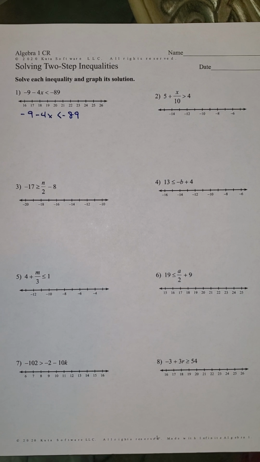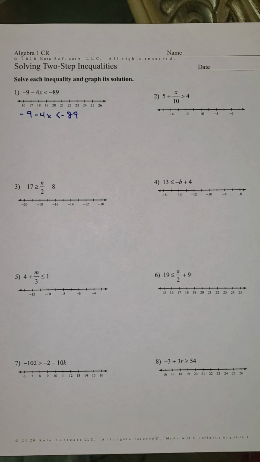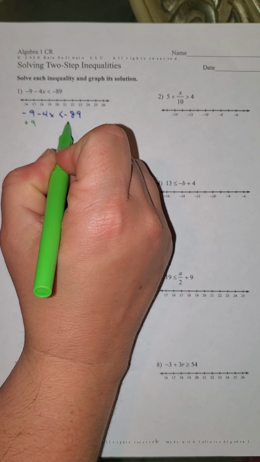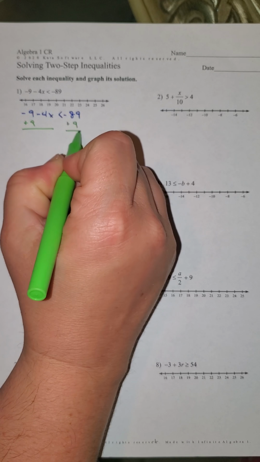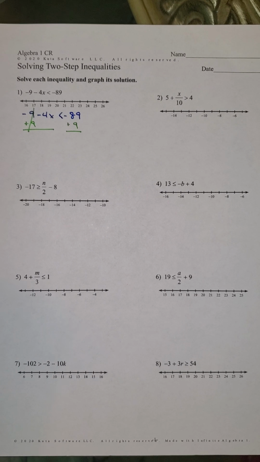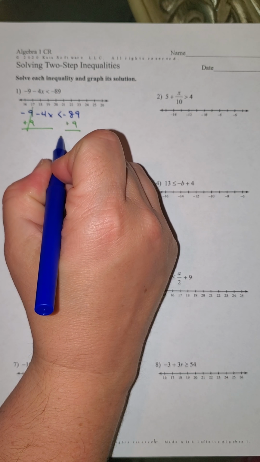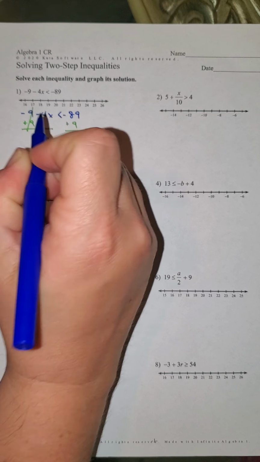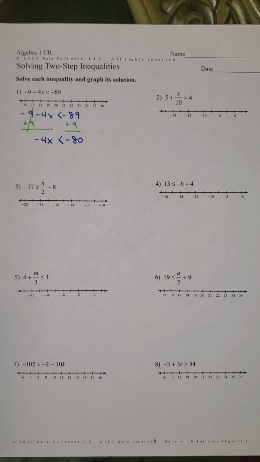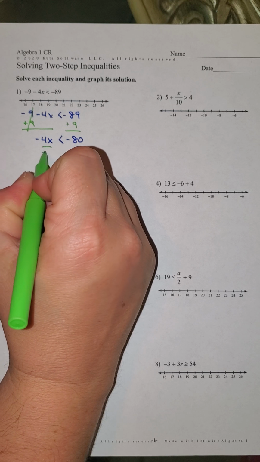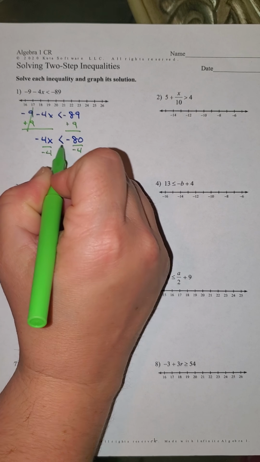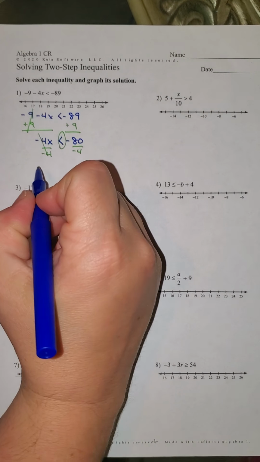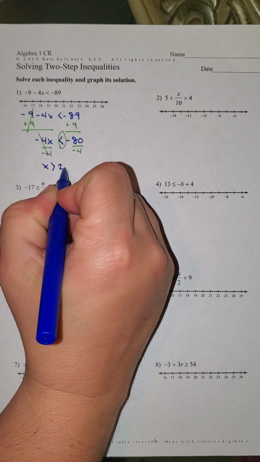If I was solving this problem, the first thing that I would do is move the negative 9. So I would add 9 to both sides. Negative 89 plus 9 would be negative 80. So we have less than negative 80 over here. Over here we still have the negative 4x. And then here's where we're going to divide by a negative. When you divide by that negative 4, that sign switches. So we're going to end up with x being greater than 20.